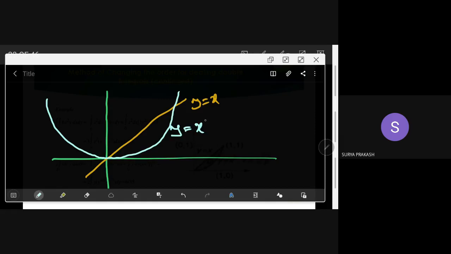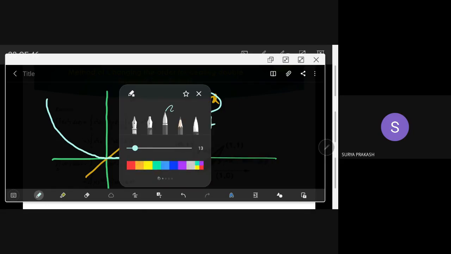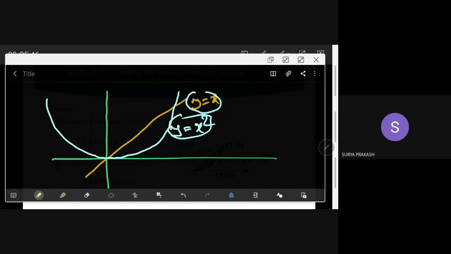Now see, usually they will not give the picture. If they give it, it is good. But if they don't give the picture, then what to do? We have y is equal to x and y is equal to x square. We need to find these two points. What are the two points here? The points are this point and this point, because the integrating region is this. How can we find those two points?